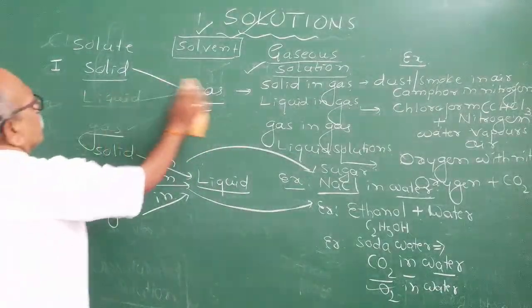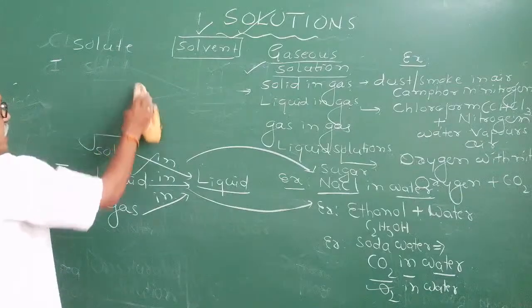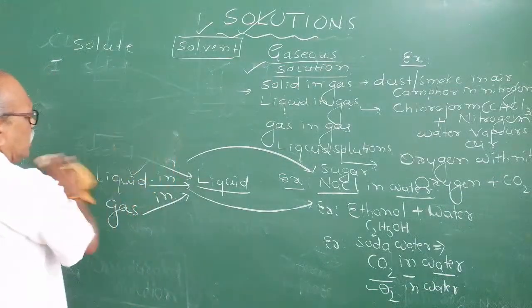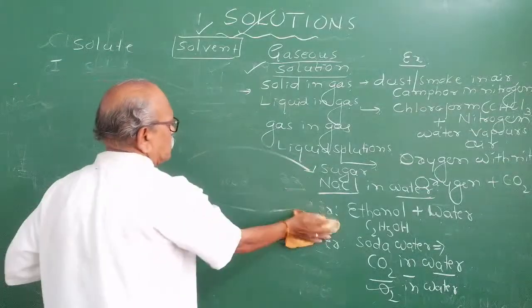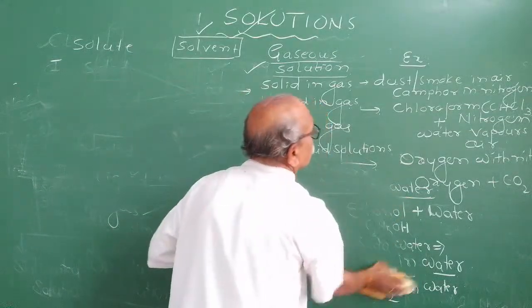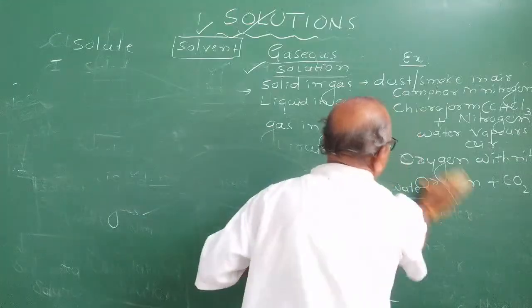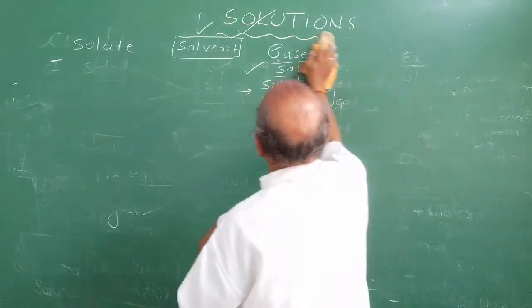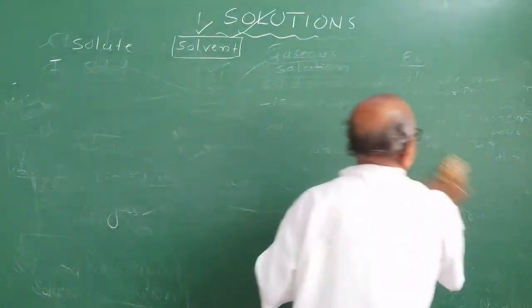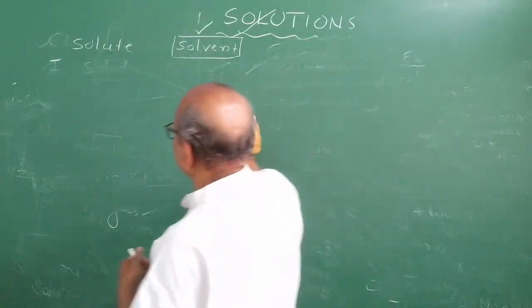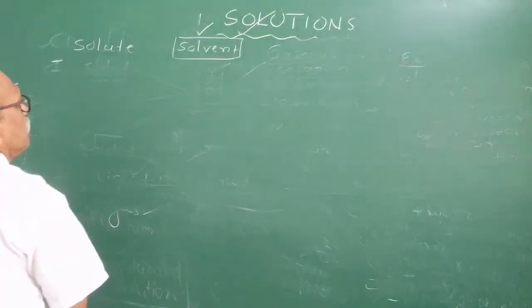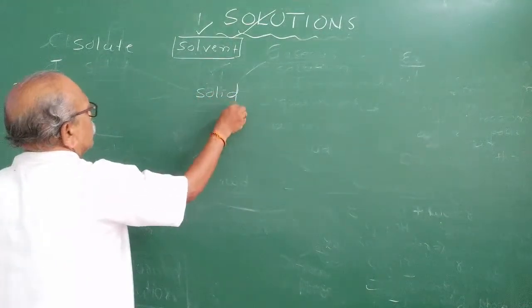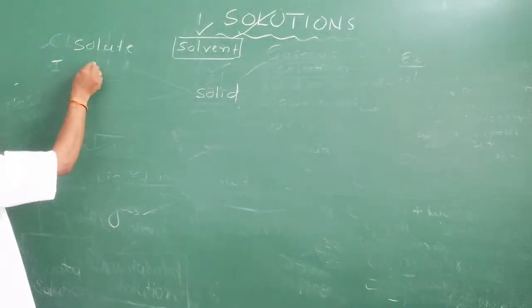The third one we take, this time we studied gaseous solutions, then liquid solutions. The last one is solid solutions. We'll see solid solutions also. Okay. Solid solutions means they will be in the solid state. Some examples of solid solutions we'll take now. This time I will keep the solvent as solid. Try to understand.